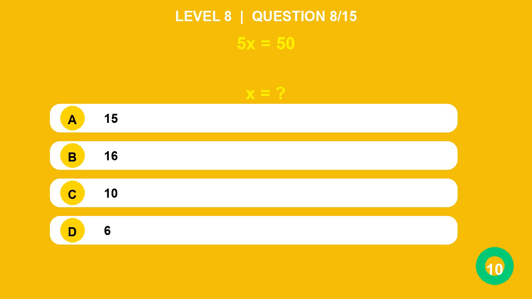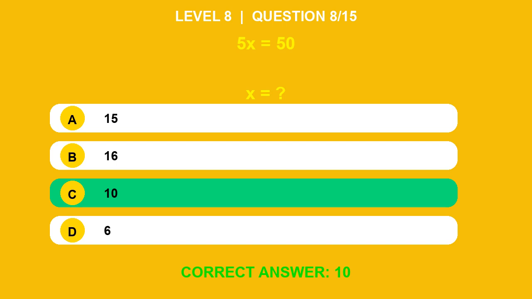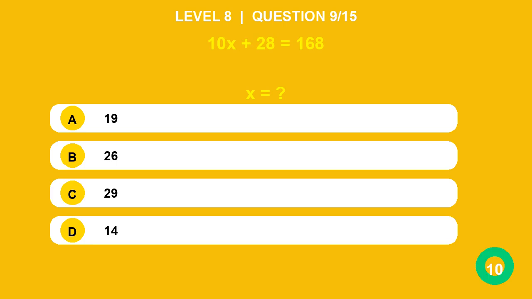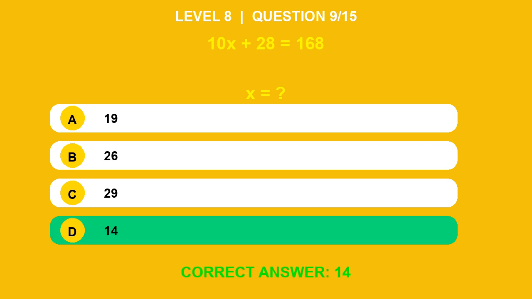5x equals 50. X equals? Answer is 10. 10x plus 28 equals 168. X equals? Answer is 14.